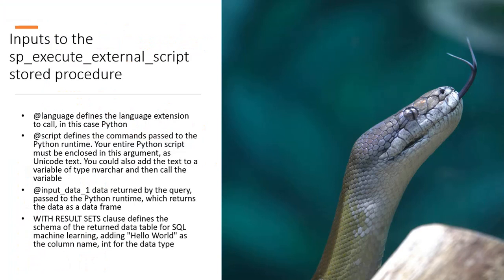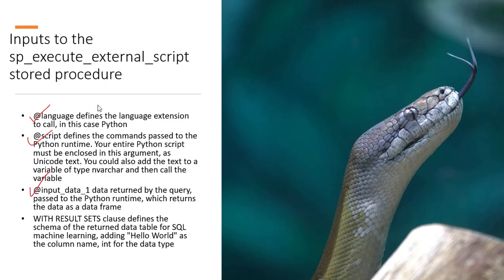The next query that we do, we are going to run an SQL statement against relational tables, pass those to Python. So let's look at the inputs to the sp_execute_external_script stored procedure. First, as a review, @language is where we say that it's going to be Python. @script is the command passed to the Python runtime, and it's the entire Python script, and it has to be Unicode text. This is new.